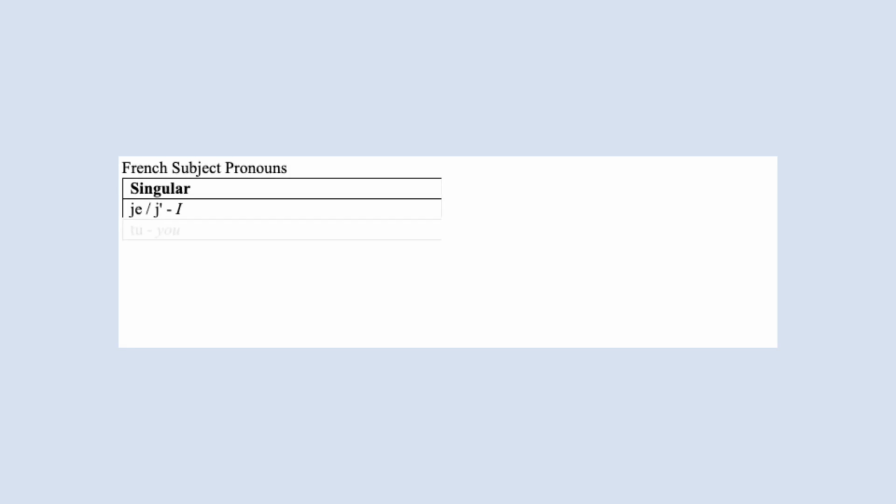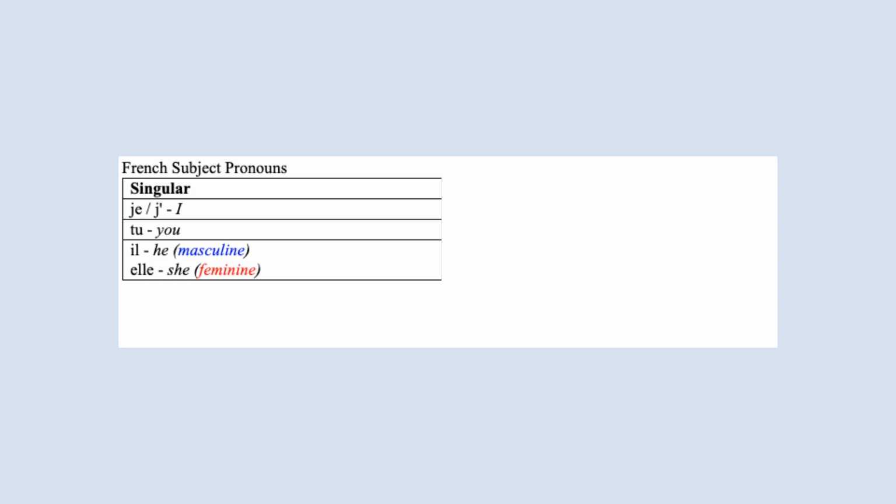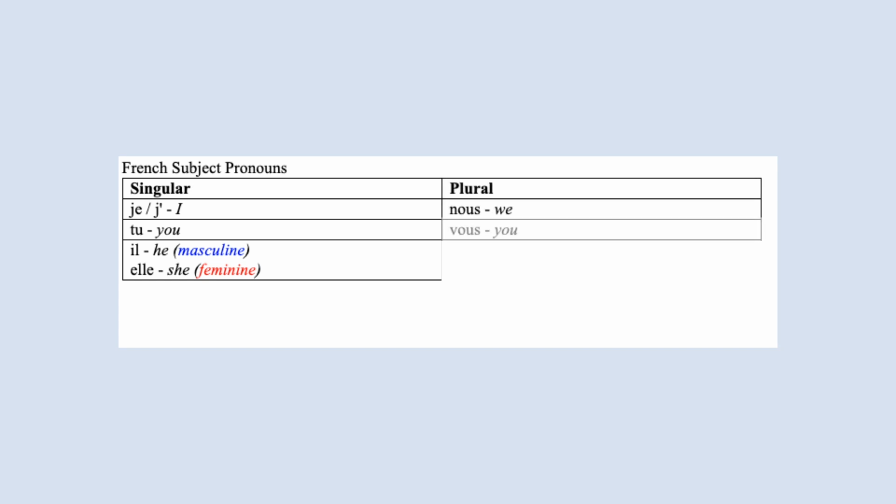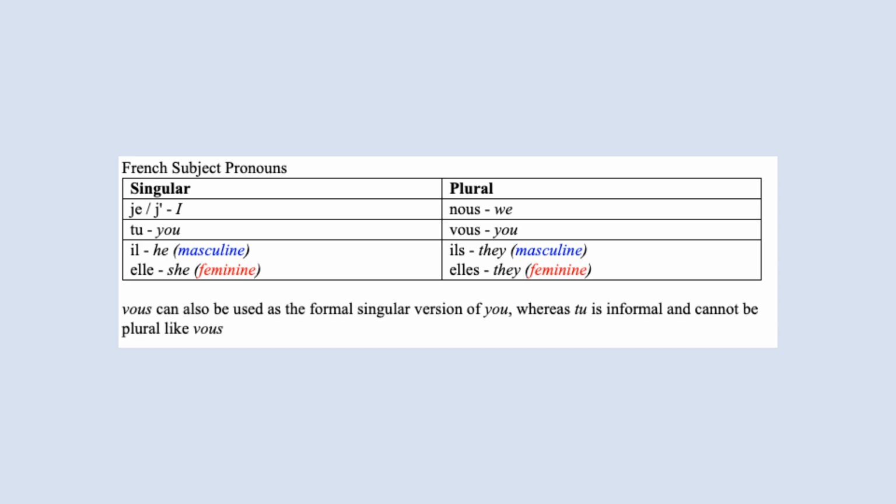The French subject pronouns are je, tu, il, elle, nous, vous, ils, and elles. Vous can also be used as the formal singular version of you, whereas tu is informal and cannot be plural like vous.